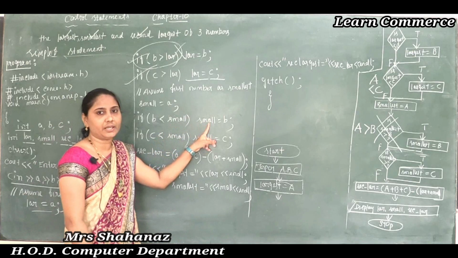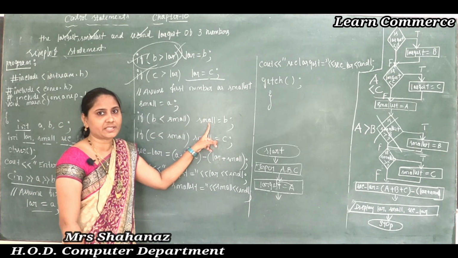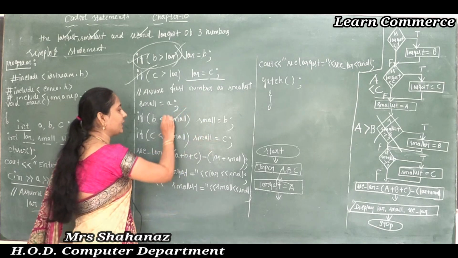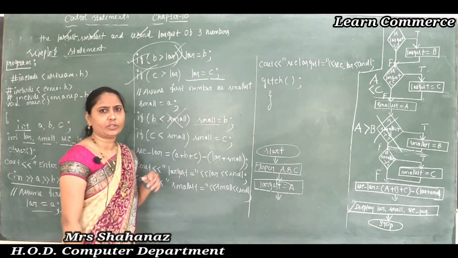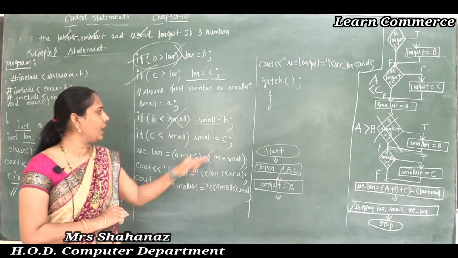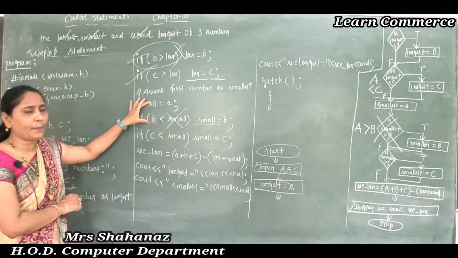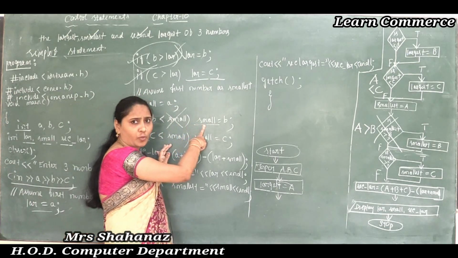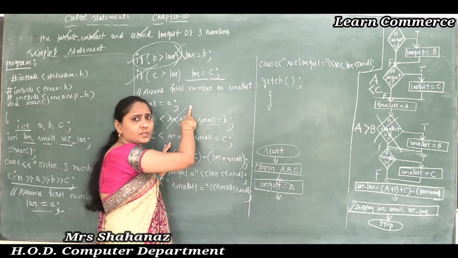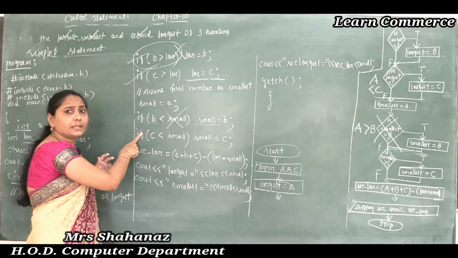If the condition is true, small is equal to b. Clear this point? It is the statement, and if the condition is false, maybe the condition is true, this one is going to execute. When you compare a and b, this will execute. After that, in these two comparisons, if the b value is not equal to small, that means a is the smallest. Later, a is going to be compared with the third number.